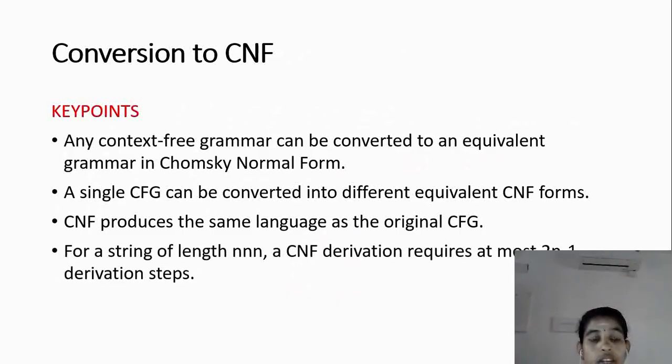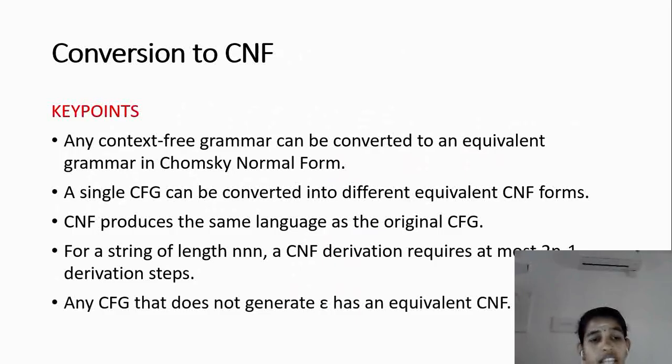The last one: if my string length is n, then the CNF derivation requires at most 2n minus 1 derivation steps. When we show one example, you can understand these points. Also, any context-free grammar that does not generate epsilon can be converted into CNF. These are the key points.